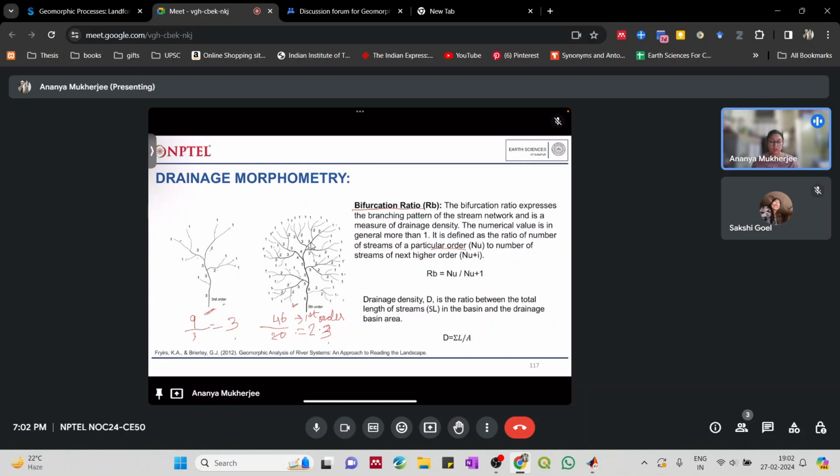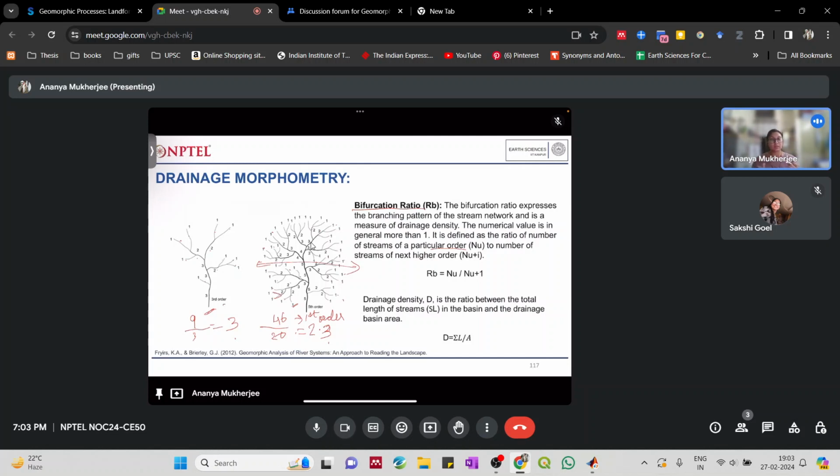So this can also help us understand the drainage density. So drainage density would be the ratio between the total length of the streams in the basin and the drainage basin area. So if you measure the stream lengths of each and every stream order and you divide by the area of this drainage basin, you can understand the drainage density.